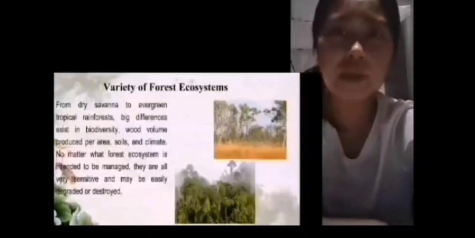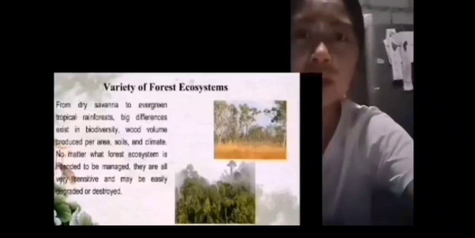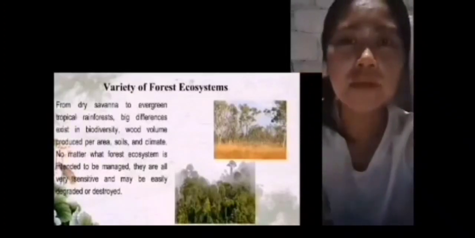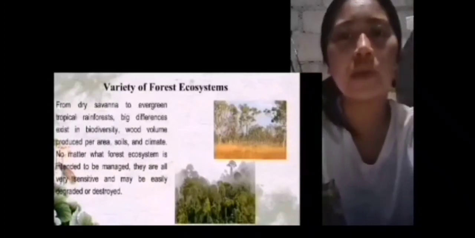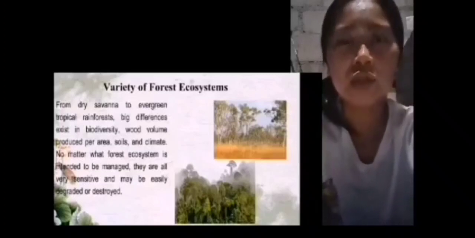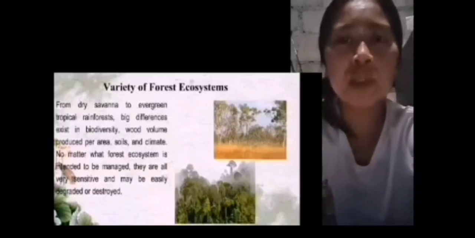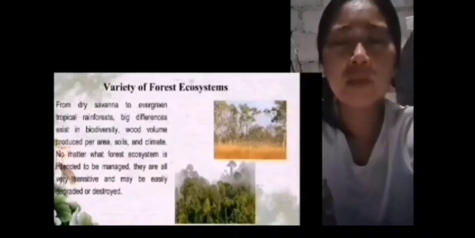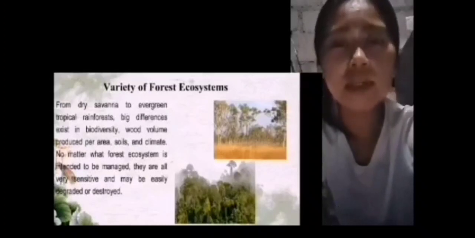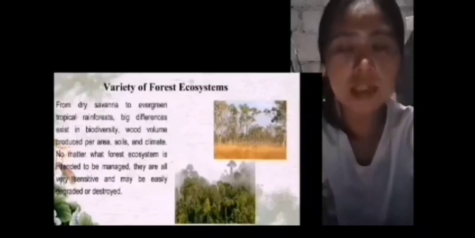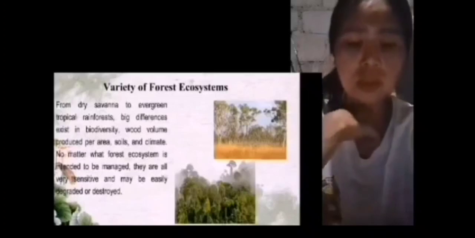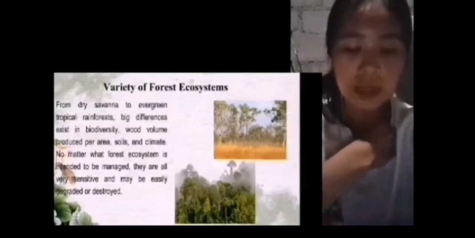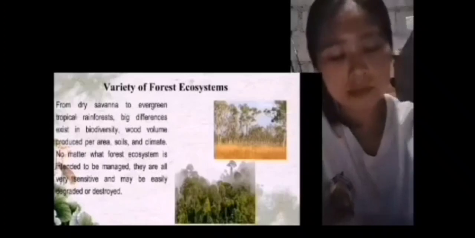Variety of forest ecosystems. From dry savanna to evergreen tropical rainforest, big differences exist in biodiversity, wood volume produced per area, soil, and climate. No matter what forest ecosystem is intended to be managed, they are all very sensitive and may be easily degraded or destroyed. So, bisan paglaylay sila pamaagi or pag-catch up sa pagdako sa tree ug pagproduce og wood tungod sa yuta and climate na ilang na andan, sin Japon tanan nadali.